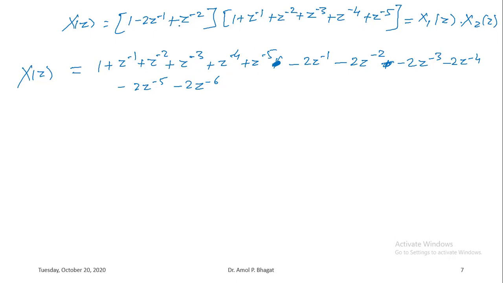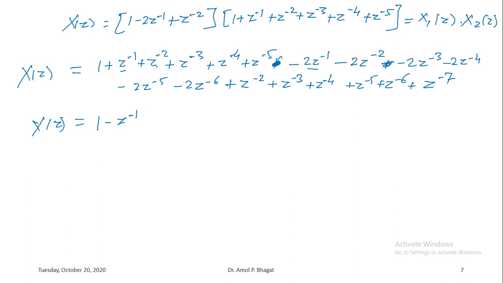Next I will multiply it with z to the power minus 2, so it will be plus z to the power minus 2, plus z to the power minus 3, plus z to the power minus 4, plus z to the power minus 5, plus z to the power minus 6, plus z to the power minus 7. Okay, that is the multiplication. Now let's add and subtract. First I'll write 1, then z inverse minus 2z inverse will be minus z inverse.